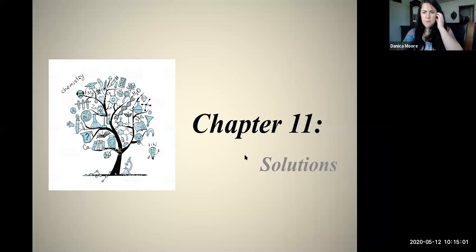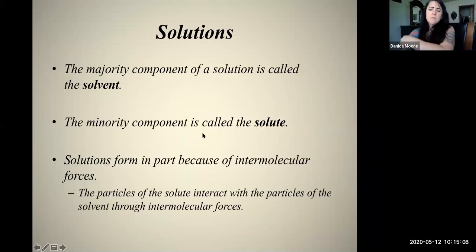Okie doke. So now we can get into solutions. We've talked about solutions at the beginning of the semester, but I just want to go through a little bit of the background again to make sure that we have incorporated some of this new information about intermolecular forces into our idea of how solutions are formed, right? So there's two basic components of a solution. The majority component of a solution is called the solvent. The minority component is called the solute.